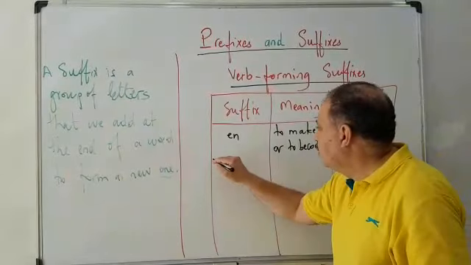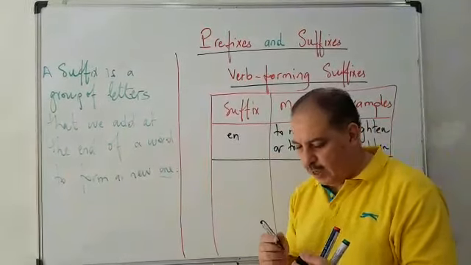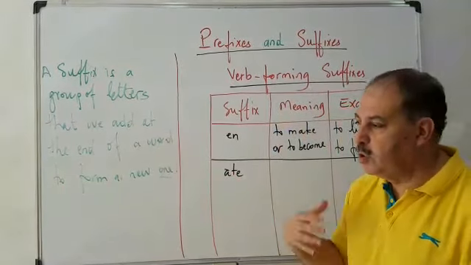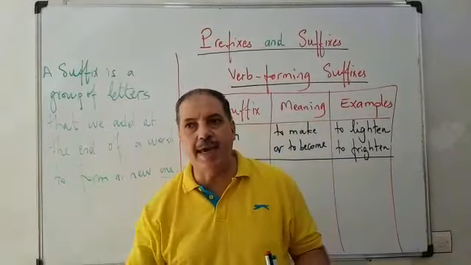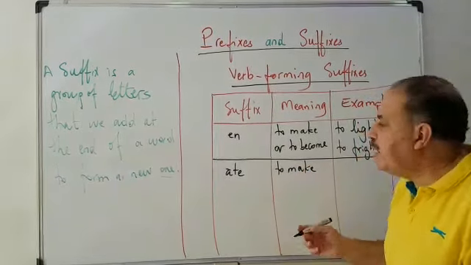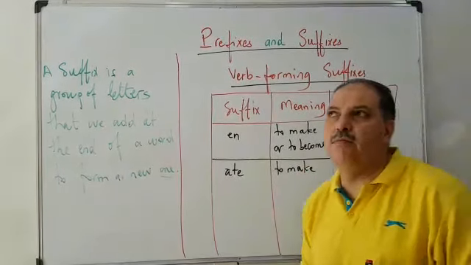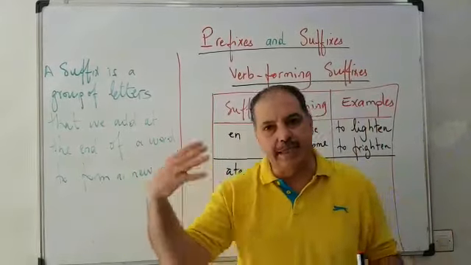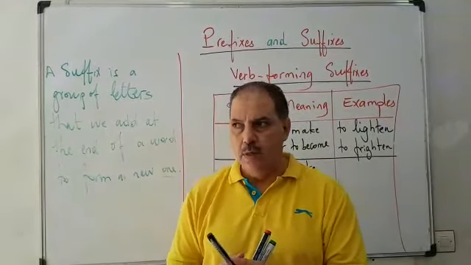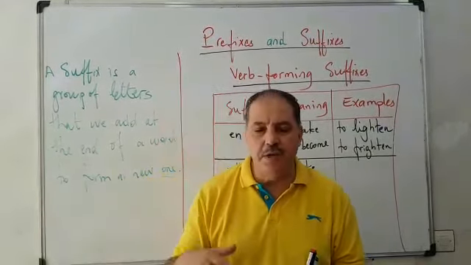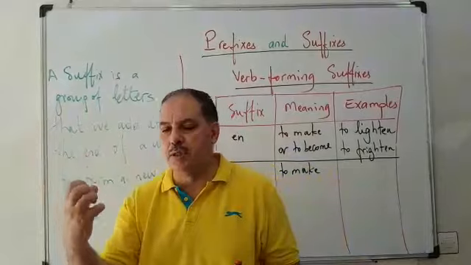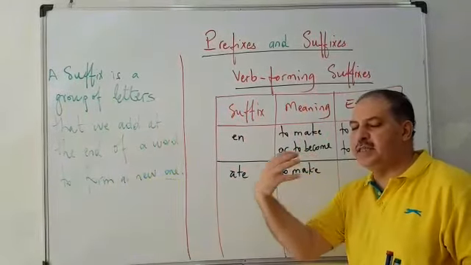So this is the first example of a suffix. Let's move to another suffix, which is ate. Sometimes some verbs contain this ate. The meaning is the same, to make. We have some verbs that contain this ate as a suffix. We say active. Active is an adjective, and the noun is action. Now we want to make a verb from this.